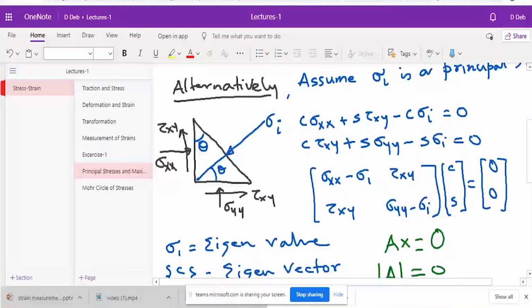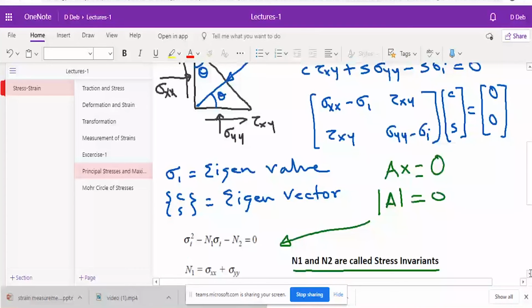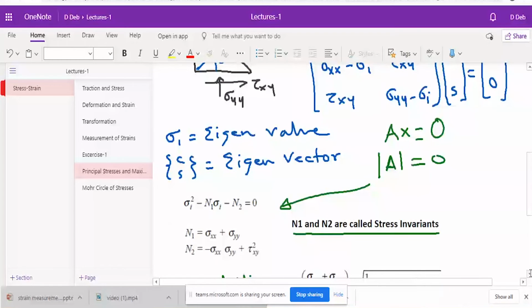So to solve this one, what you did, if you remember in math 1 or math 2, I don't know in which math they teach you this, is that the determinant of this matrix must be 0. So if I apply that, the determinant of this matrix is 0, I get something like this, where N1 is sigma xx plus sigma yy, and N2 is minus sigma xx sigma yy plus tau xy square.